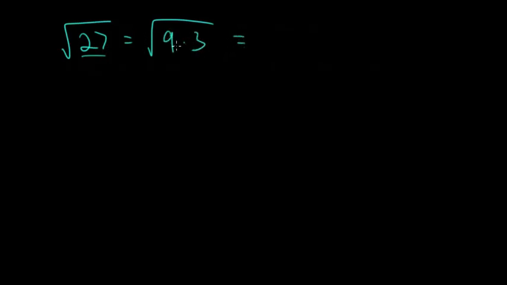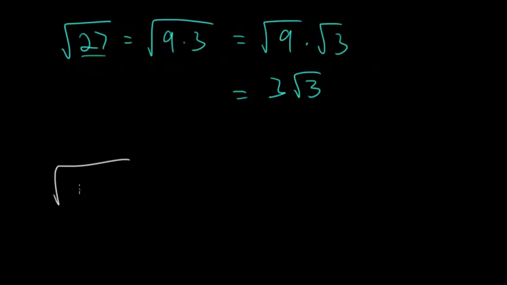And then since we have a product on the inside, we can break it up into a product of square roots. And the square root of 9 we can actually take. That's just 3. So the square root of 27 can be rewritten as 3 times the square root of 3. And let's try the square root of 150.